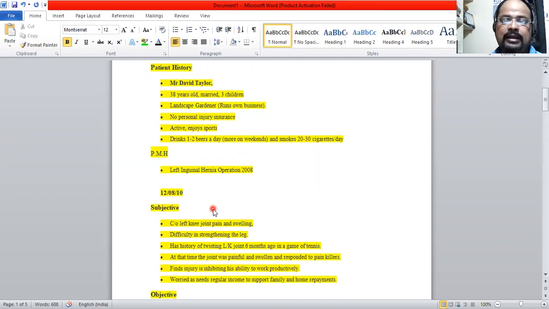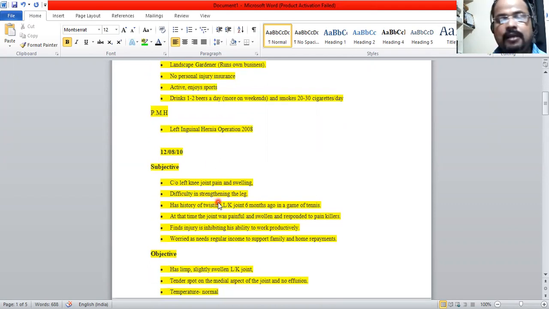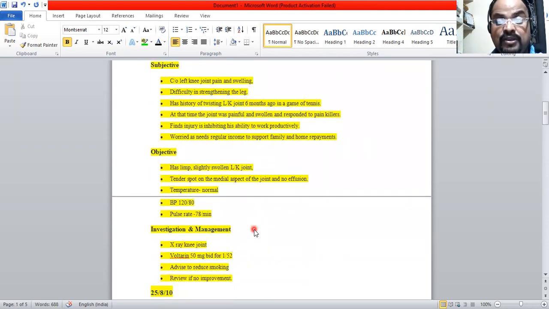It was managed with analgesics, that's painkillers. But Mr. Taylor was not able to do his work productively because his injury was causing problems. Now he started having some financial problems to repay his house loan and to support his family, with 3 children. When we assessed him, we observed a slightly swollen area in the left knee joint, and a tender spot on the medial aspect of the joint. The vitals were normal, and the X-ray was normal.